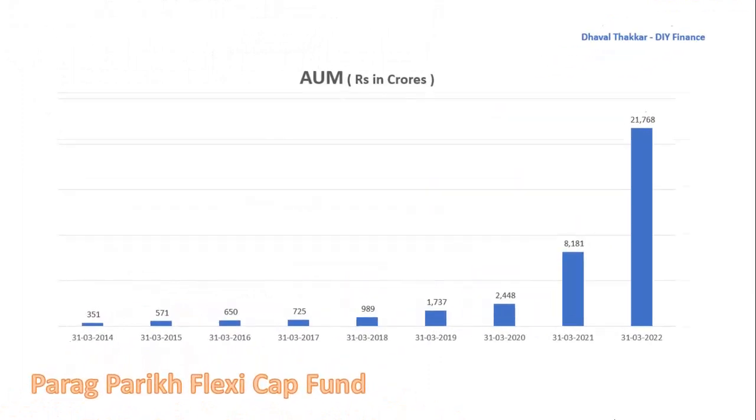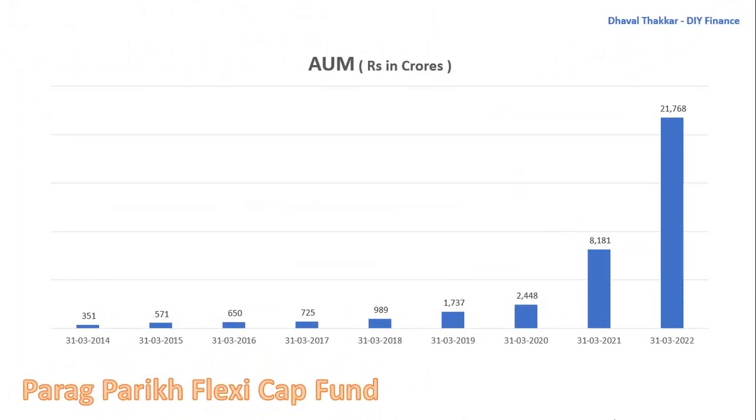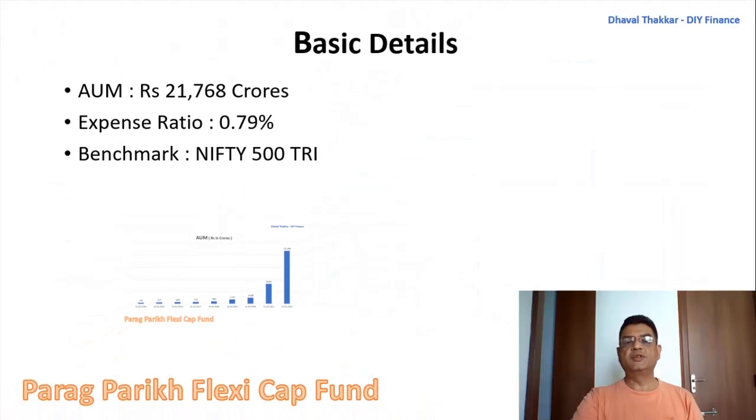Now from the graph, it is very clear that the AUM has increased from 8,200 crores to 21,800 crores, that is 2.5 times in the last 1 year. In the later part of the video, we will also see the effect of this fast rise of AUM. The expense ratio is 0.79%, which is a little bit on the higher side as compared to other schemes. The benchmark index, that is the reference against which the scheme is compared, is Nifty 500.